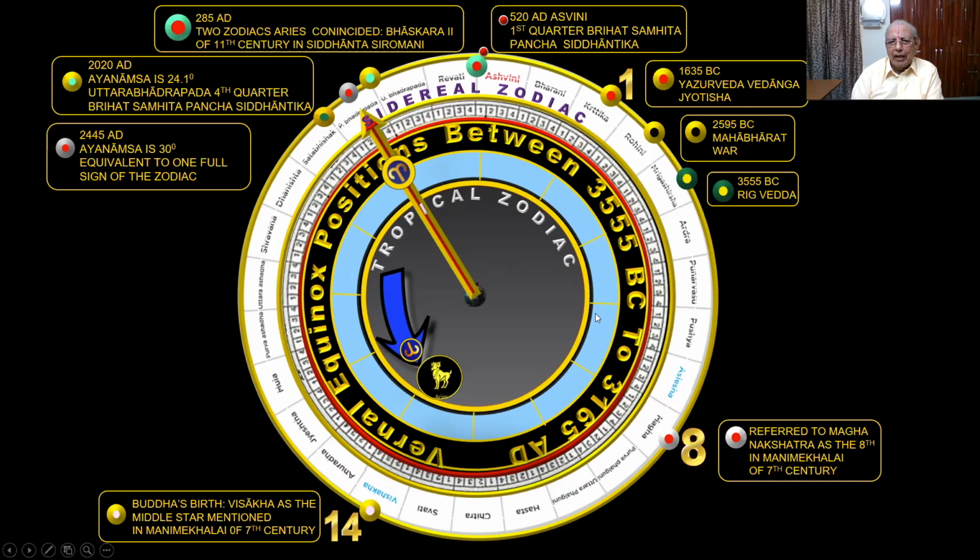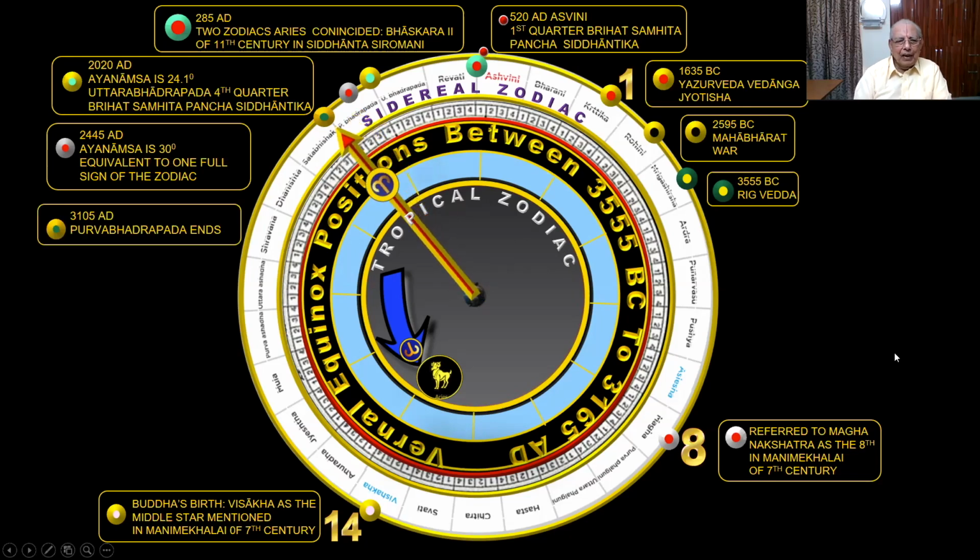So this is the way that fixed stars are used for chronology. In 3015 AD, Purva Bhadrapada ends. So it has ended for Uttara Bhadrapada and completed 30 degrees, and finally Purva Bhadrapada can be completed in 3105 AD. So this is how it moves. It goes on moving and again comes back to Ashwini.